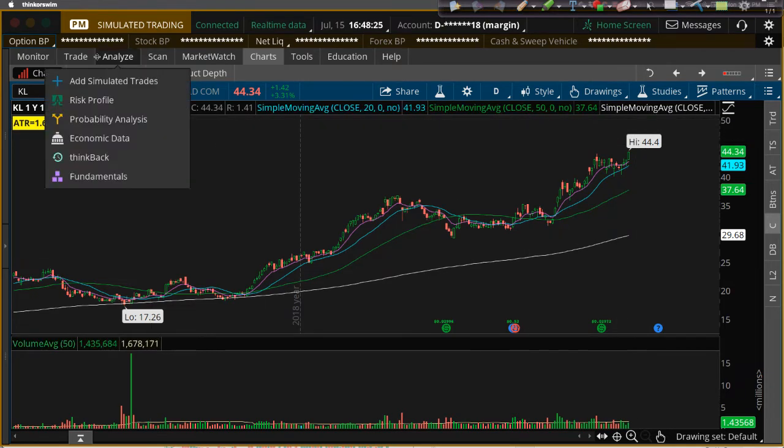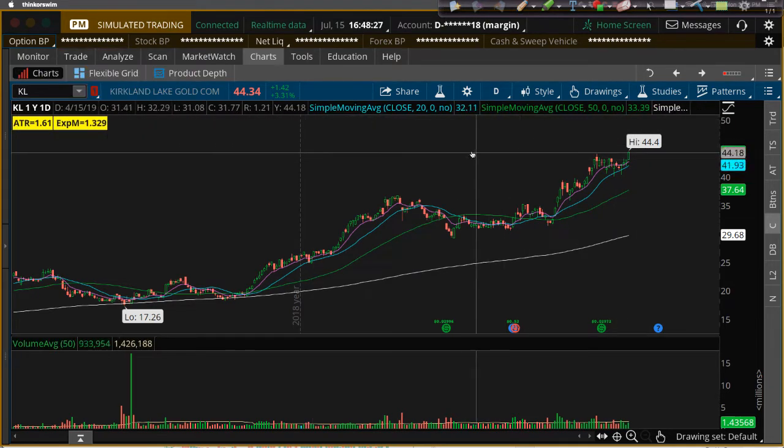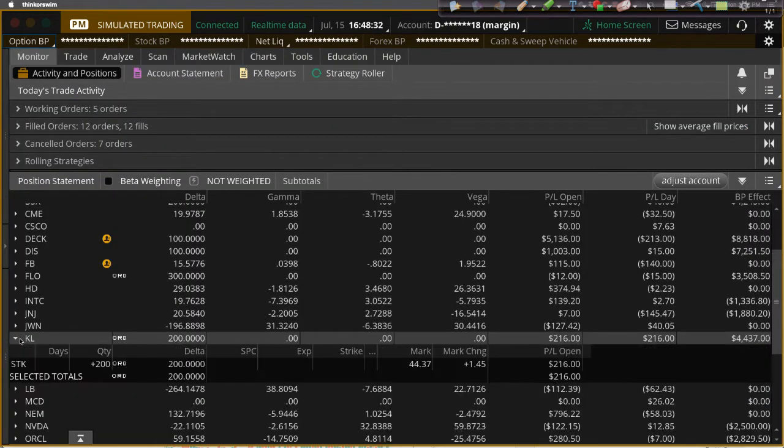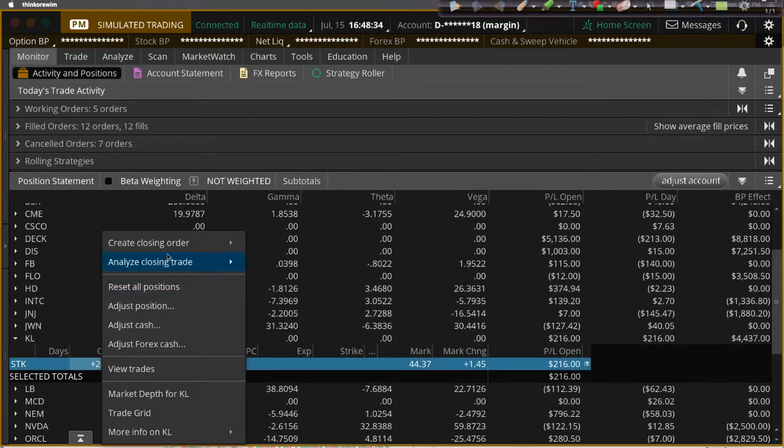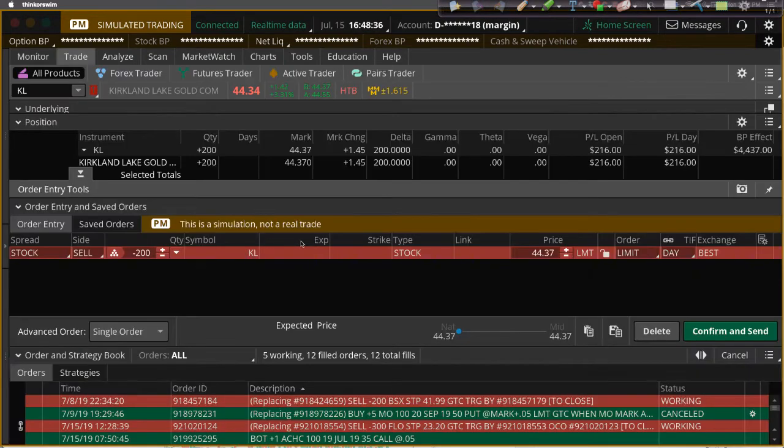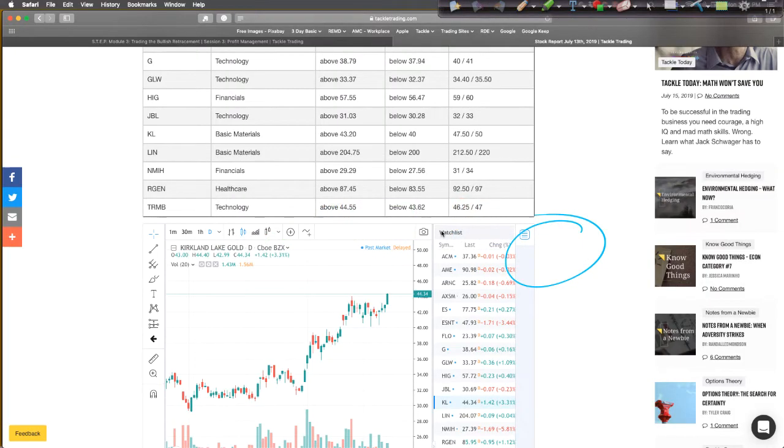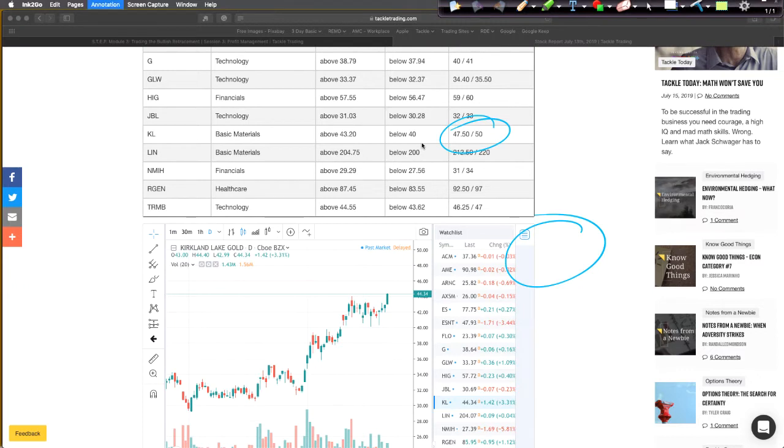Now, there's two ways to sell out there at the target, and I'm just going to go grab that little page. There's the 200 shares. I'm going to go create a closing order and sell. Now, if I sell at a limit, and I think it can go out to those profit targets, just so we're clear, they were 47, 50, and 50. And I want to show you how good those profit targets are.